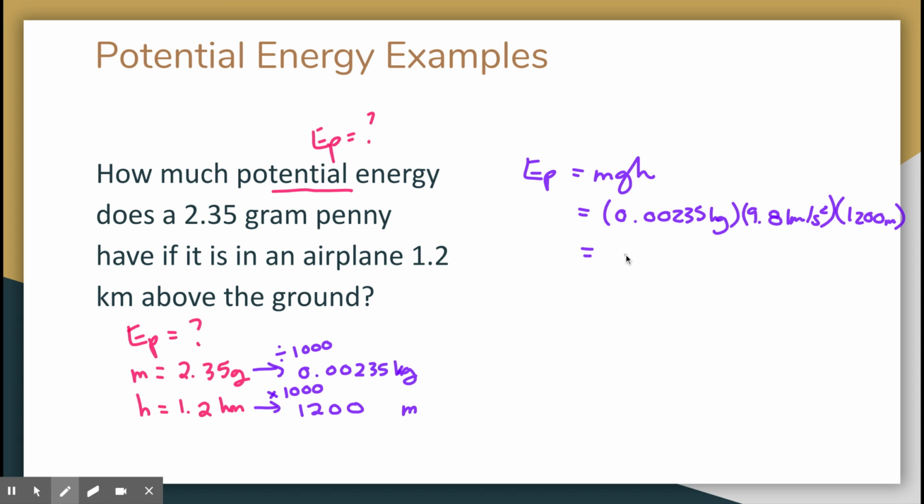And if we calculate this out, we should get 27.6642 joules, but I only get 2. There's 3 here. I get the least amount, 1, 2. I only get 2 sig digs. So the 6 is going to make the 7 round up to an 8. And my potential energy for that penny is 28 joules.